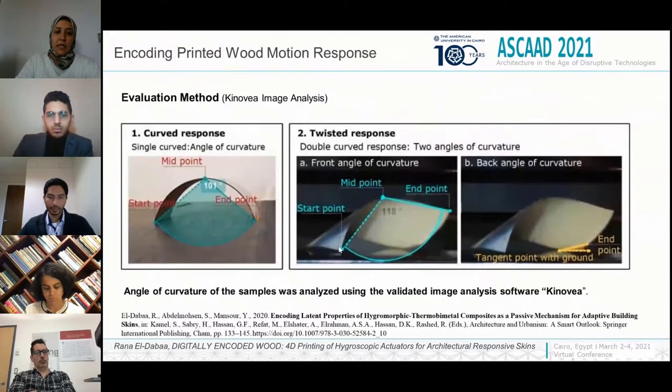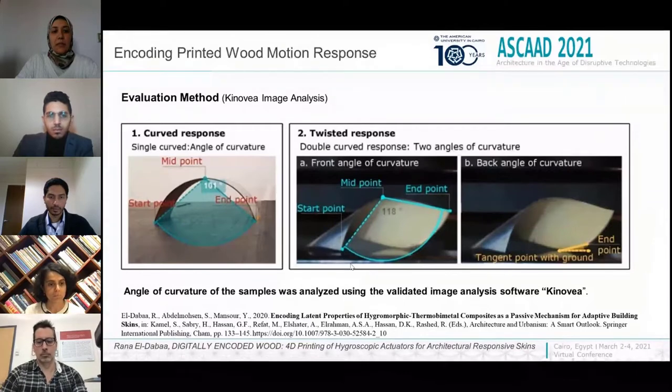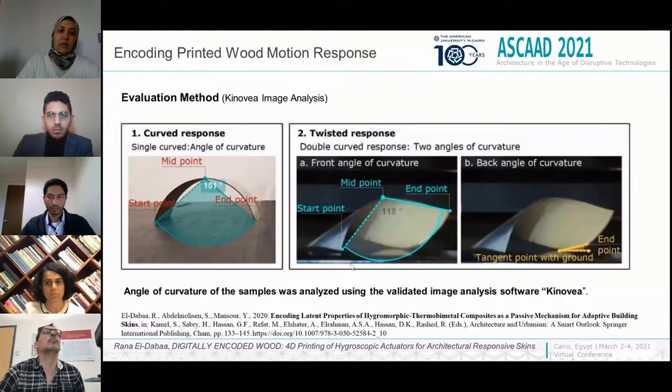Angle of curvature of the samples was analyzed using software called Kinovea. In each experiment, we used 3 identical samples, and the average angle of curvature was recorded. 3 tracker points were annotated on each sample, representing the start point, the end point, and the midpoint, and the angle of curvature lies between them. The angle of curvature was recorded at the highest deflection value.